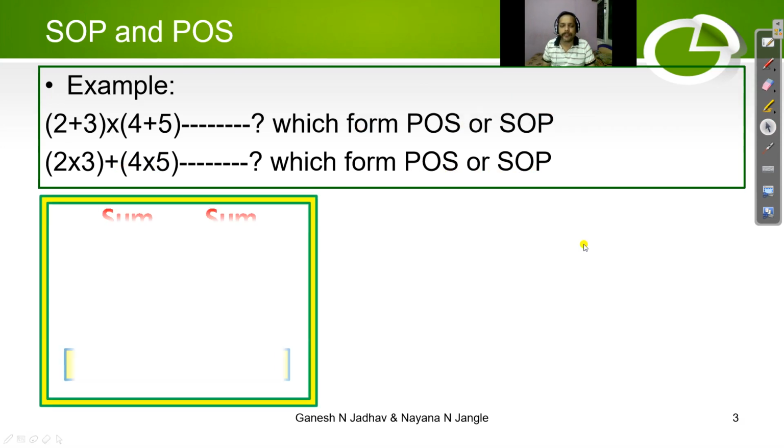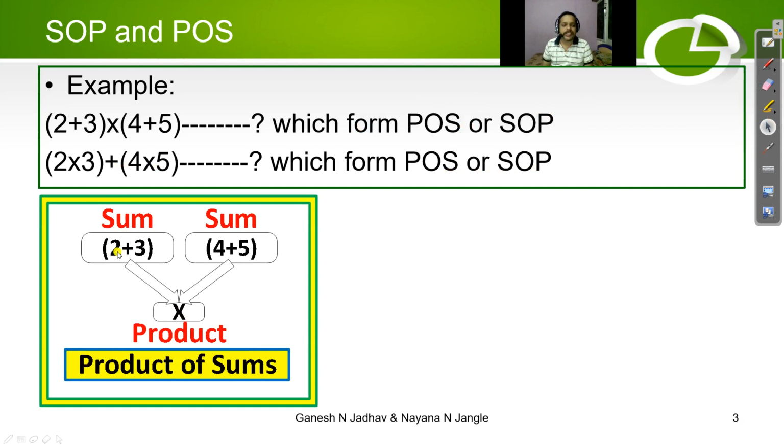Let me proceed further. See, in the first example, it is 2 plus 3 and 4 plus 5. So first we are doing the sum because the sum is given in the bracket, and then we are taking the product. So is it a sum of products or product of sums? That is necessary to understand. While reading this, we have to read in the opposite way. That is, it is the product of sums because there are two sum terms.